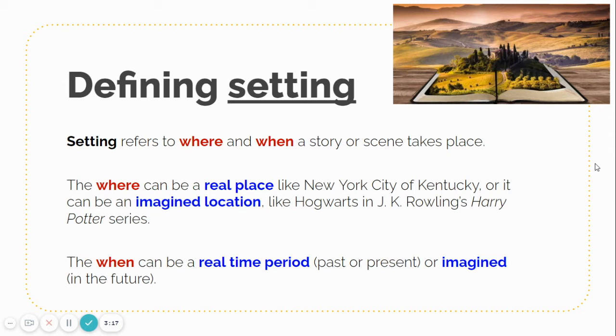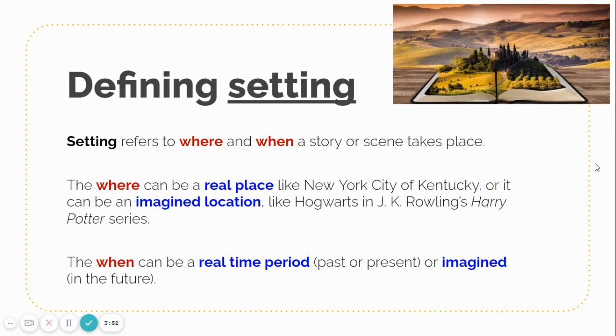Or it can be an imagined location, like Hogwarts in J.K. Rowling's Harry Potter series. The when can be a real time period, so it could be a story set in the past or the present. So a lot of historical movies about like world wars would be set in the past. A lot of novels, TV series, movies would be set in the present day. Or the when can also be an imagined sort of time period, perhaps in the future. So a lot of sci-fi, supernatural, fantastical stories are often set in an imagined future.